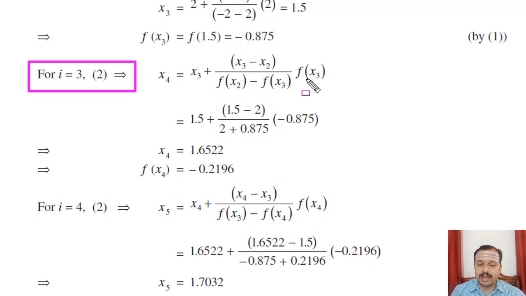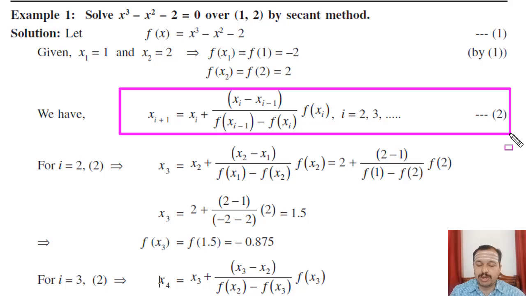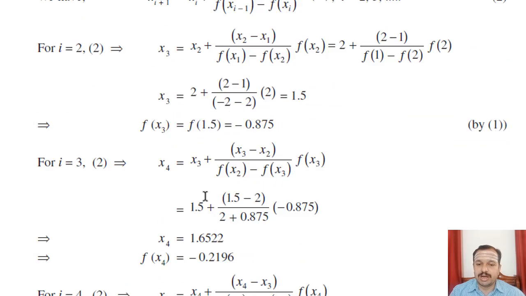Please carefully look at this equation, that is equation number 2. Once again I attract your attention here. This is equation number 2. We will be using this equation itself everywhere in each step with new values of i. In the first step we use i equal to 2. In the next step we are using i equal to 3. The same expression with i equal to 3 is giving us x4. So what is that x4? Please see, x4 is here.